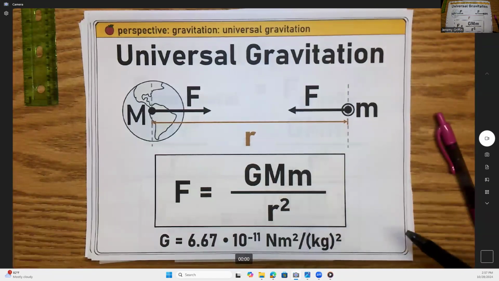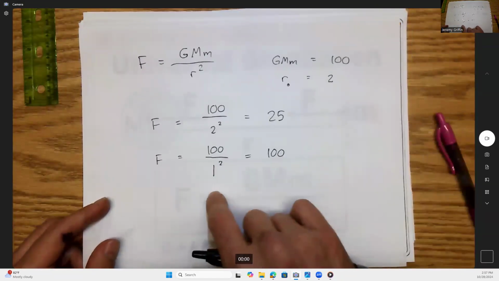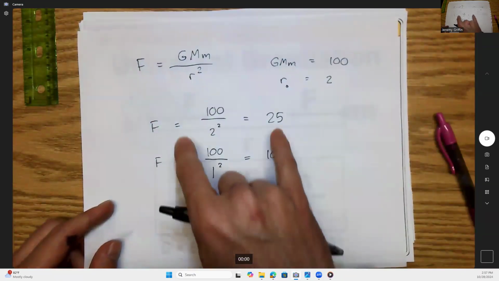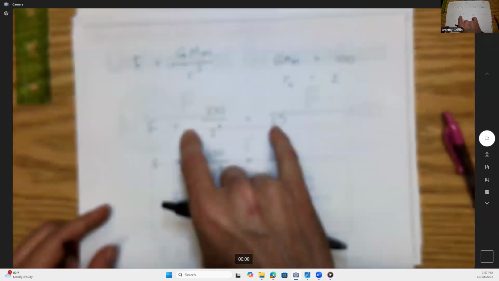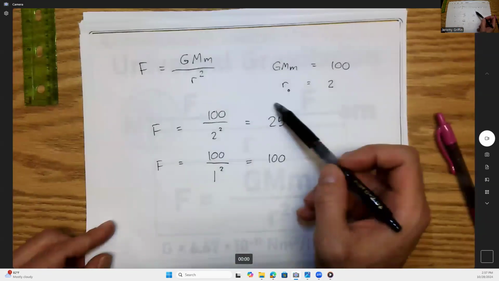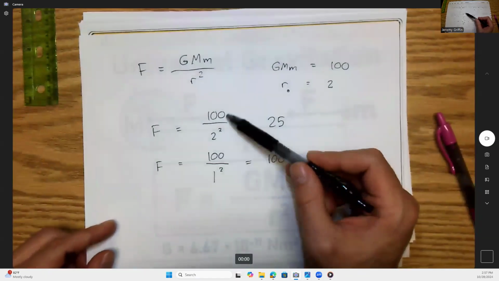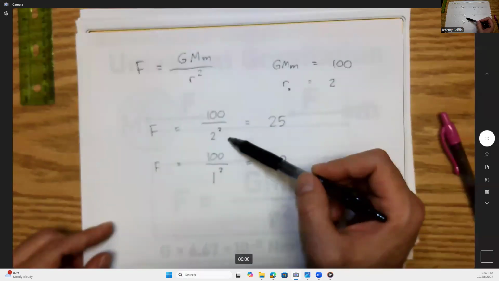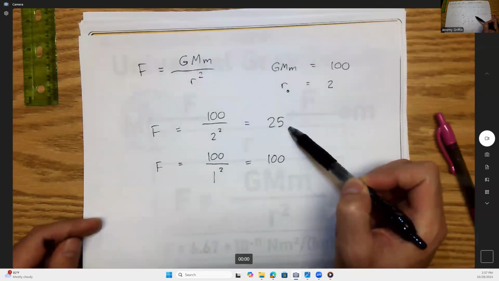You can try that out. You've actually got kind of an example right here. I'll probably show this a few times throughout this Kahoot. This could be helpful. We're going from here to here. So say you run G M M, it comes out to 100 units of something. Let's say the radius is like 2 units. I'm leaving the units off, but you just get the idea. So 100 divided by 2 squared, that's 100 divided by 4, which is 25 units. This could be newtons, pounds, whatever, some kind of force unit.